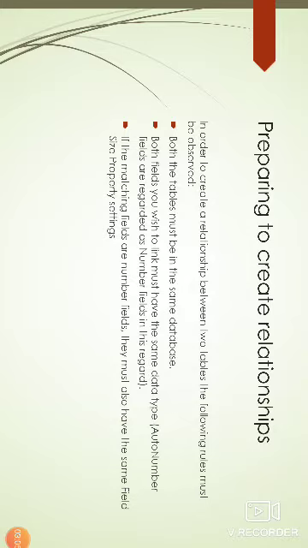Next, preparing to create relationships. In order to create a relationship between two tables, the following rules must be observed. The first point is both the tables must be in the same database. Second one, both the fields you wish to link must have the same data type. AutoNumber fields are regarded as number fields in this regard. Third, if the matching fields are number fields, they must also have the same field size property settings.